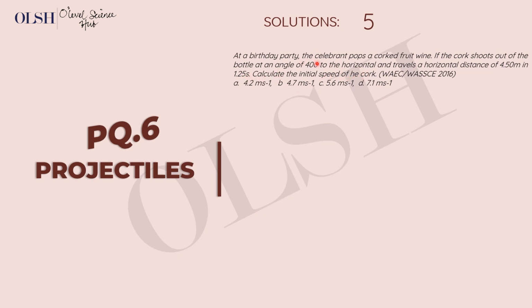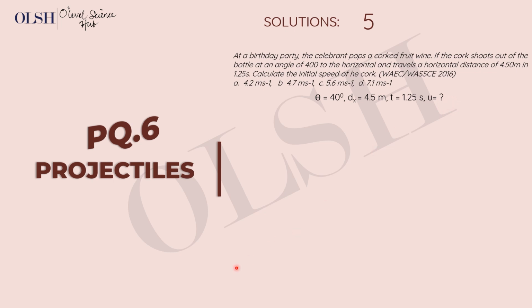So you see there's too much going on here in trying to describe what exactly happened. So let's pick out our parameters to make it easy for us to understand the question we are being asked. Theta is 40 degrees to the horizontal. The cork moves out of the bottle at 40 degrees to the horizontal. Then we also have that it travels a horizontal distance of 4.5 meters, and it made that journey in 1.25 seconds. We're asked to find the initial speed of the cork.